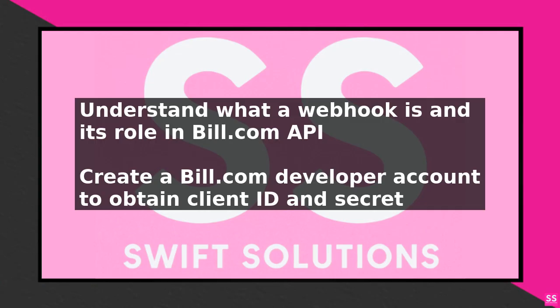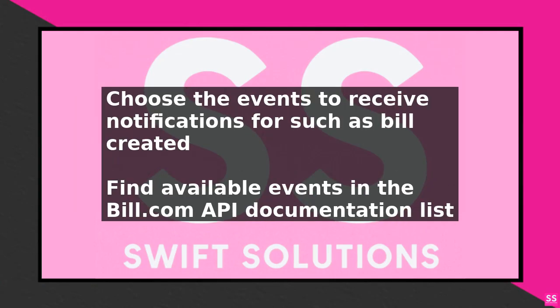First, you need to create a Bill.com developer account and register your application to obtain a client ID and client secret. These credentials are used to authenticate your API requests. Next, choose the events you want to receive notifications for, such as bill created, payment made, or vendor added. You can find a list of available events in the Bill.com API documentation.